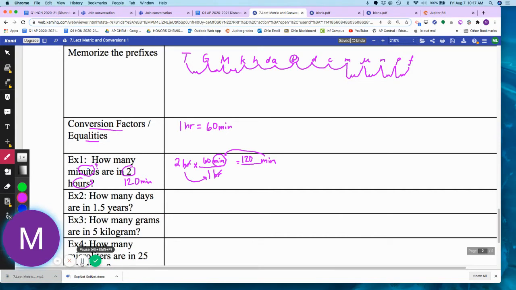Pause the video and do the next problem, example 2. Okay, to do this problem, the steps are: write the given. It helps to circle the given there. Circle the question, put a question mark.